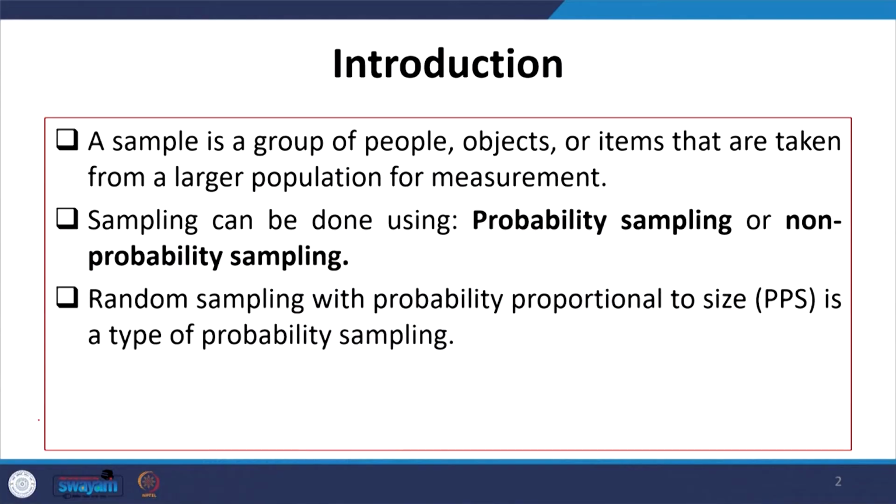size sampling. Now, in the backdrop, I just wanted to mention that a sample is a group of people, objects or items that are taken from a large population for measurement. Sampling can be done using either a probability method or a non-probability sampling method. Random sampling, as we all know, is often used, and this is with probability proportional to size sampling. In fact, random sampling with probability proportional to size is a type of probability sampling.